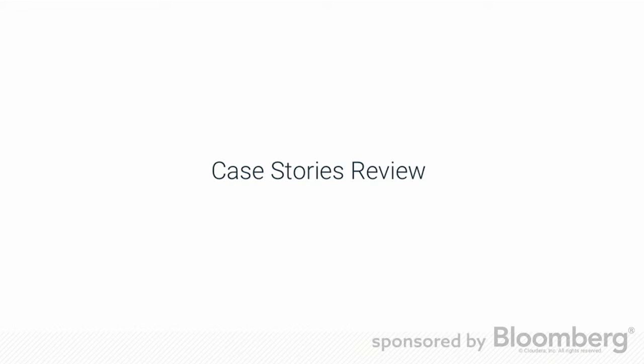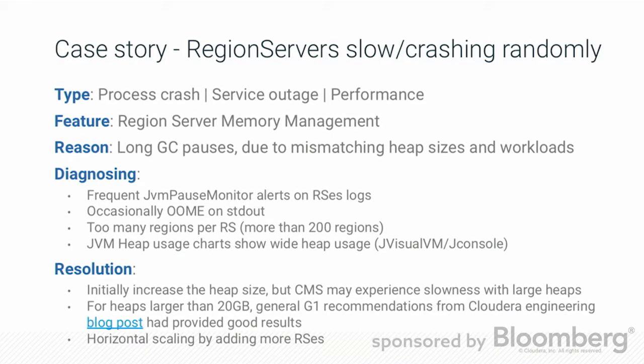Going to the second part of the presentation, we'll be showcasing some of the common case descriptions that can be classified as the case types shown previously. First one, a typical performance or process crash case. Described as region servers are slow, crashing randomly. This is actually a common case title on support tickets.